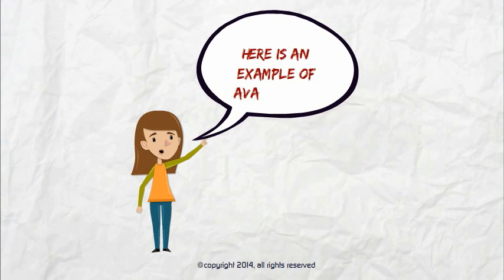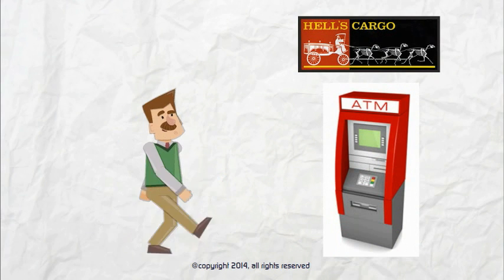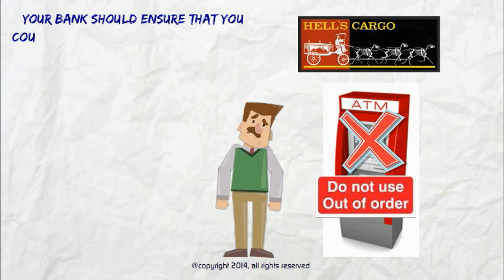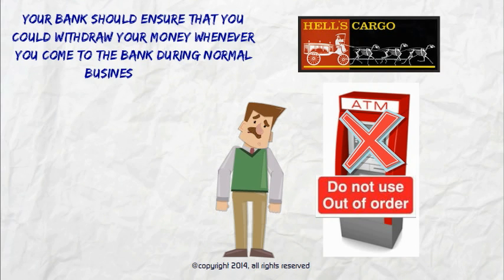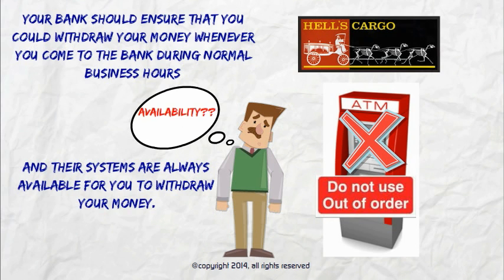Here is an example of availability. When you visit your local bank to withdraw some money, you do not want to hear from the bank that their computer systems are down and you are unable to withdraw your money. Your bank should ensure that you could withdraw your money whenever you come to the bank during normal business hours, and their systems are always available for you to withdraw your money. This is an example of availability.